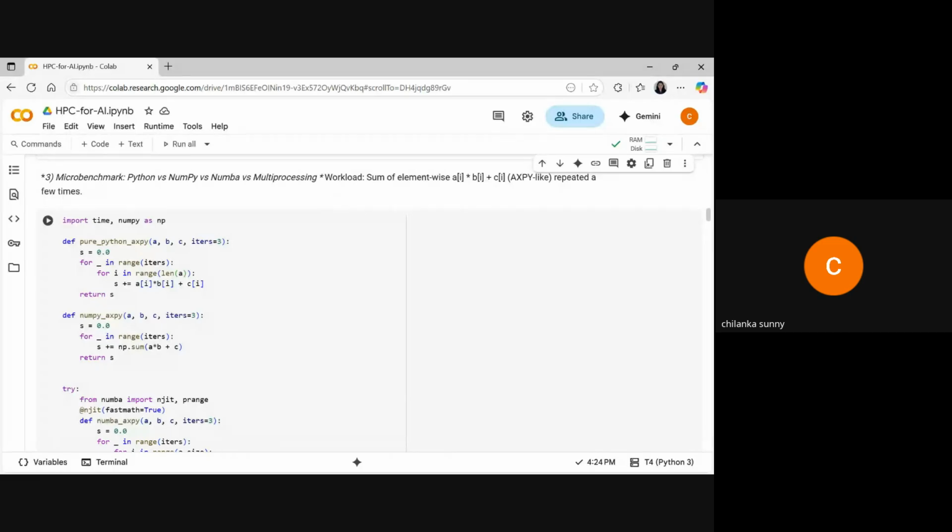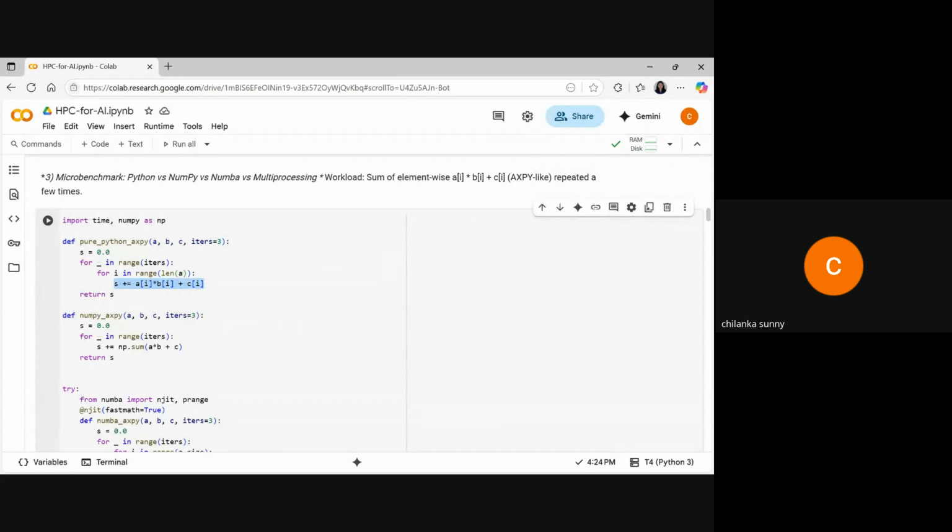Here we are comparing the results with Python, NumPy, which can generate vector code, and Numba JIT, where it can generate near native code, closer to machine code. We also see multiprocessing, how multiple threads can help us reduce the runtime. The microbenchmark I have included is simple multiplication and addition: A[i] * B[i] + C[i].